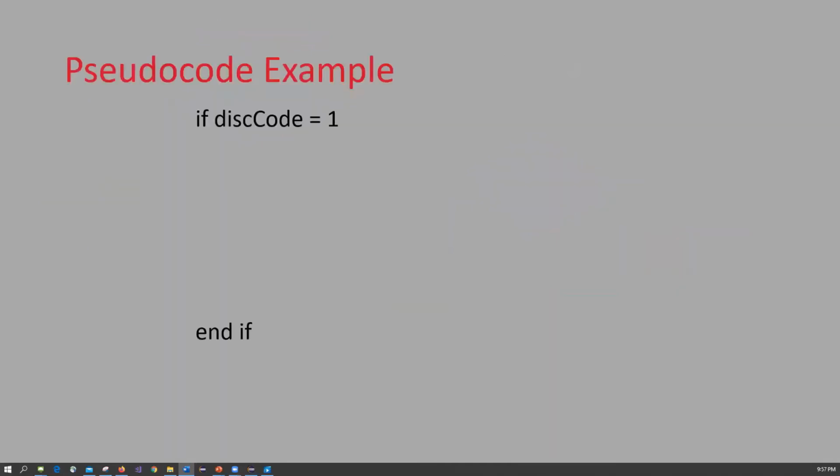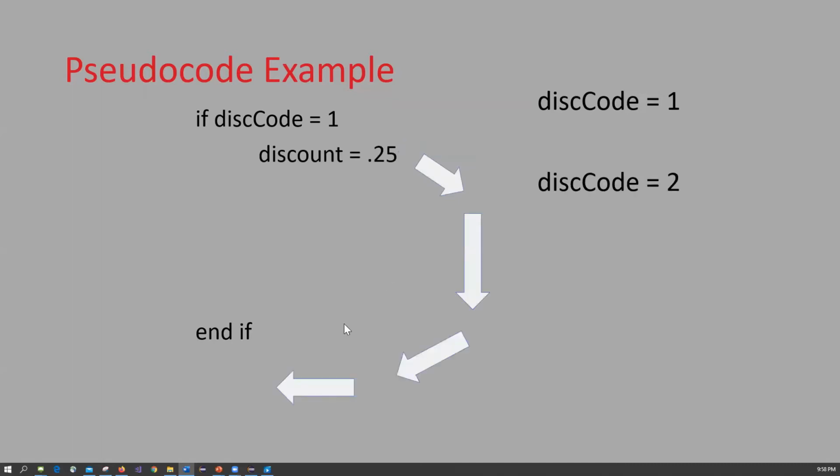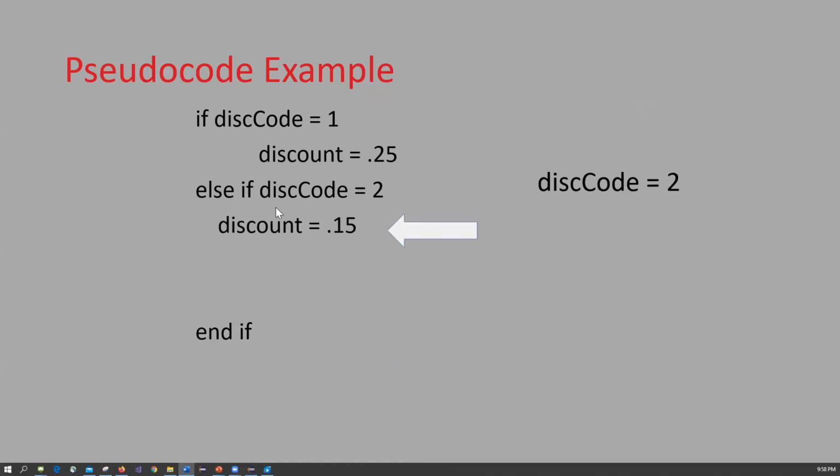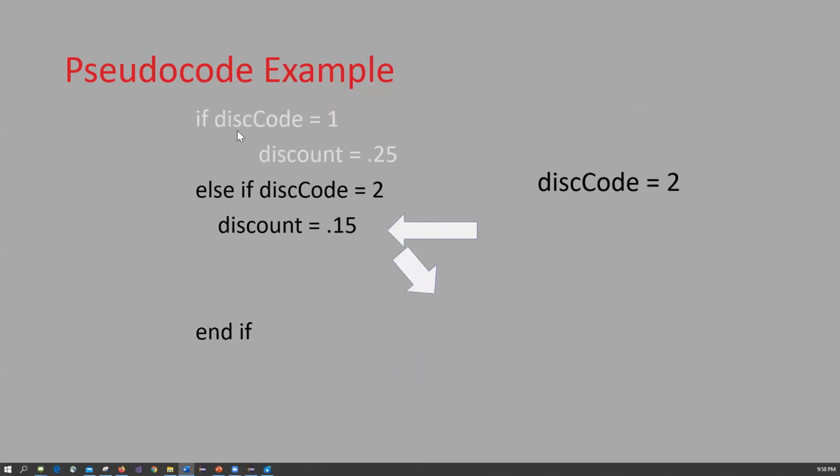Let's look at this in pseudocode. Okay. So if discount code equals 1, let's say discount code is equal to 1, so we would process discount equals 0.25. Notice then that we immediately go down and past the if block. Okay, but what if discount code is equal to 2? Well, we're then going to ignore the if block. We're going to perform the task in the else if section.